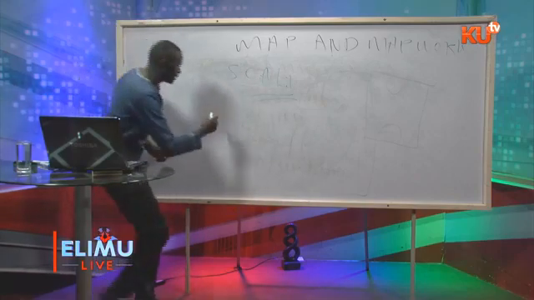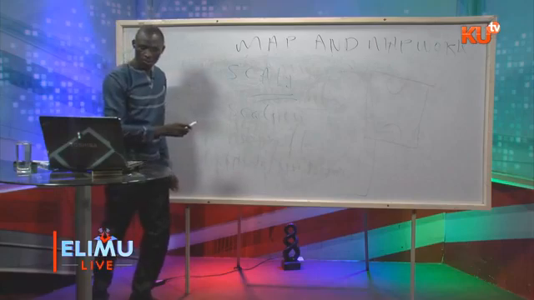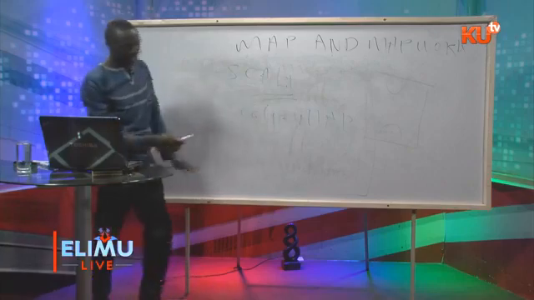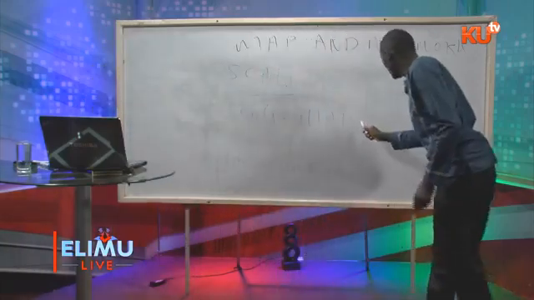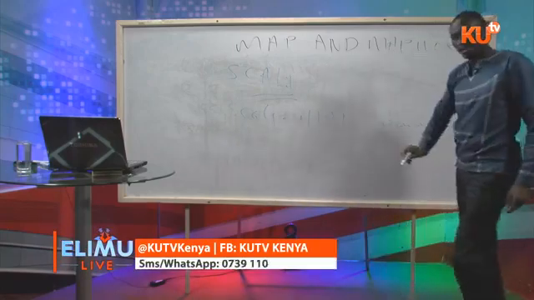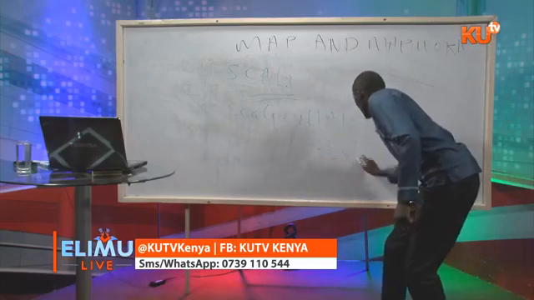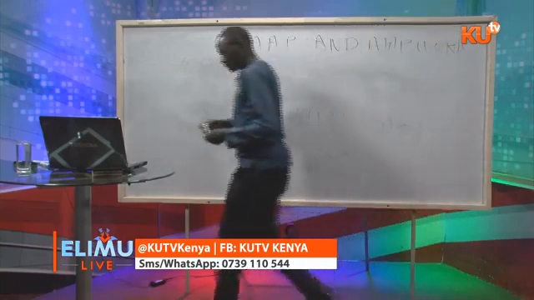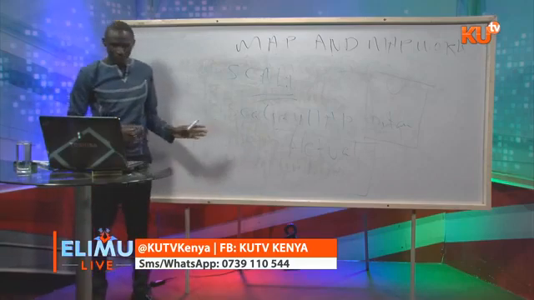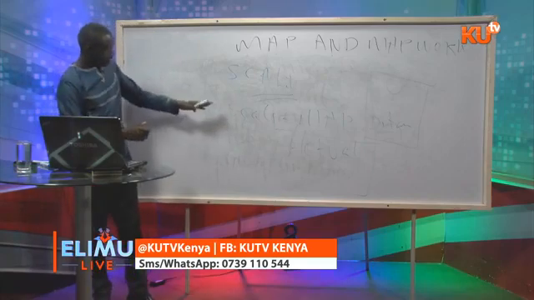So it can normally be depicted as: scale is equal to map distance, all over the actual ground. So I hope you understand there is a relationship or ratio between the map distance and the actual ground, and that's how it is.